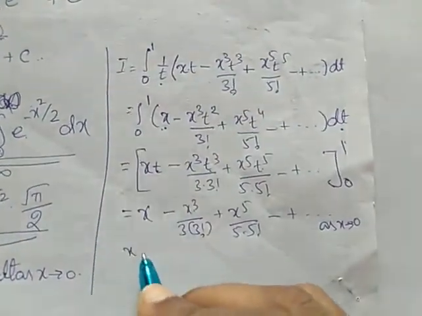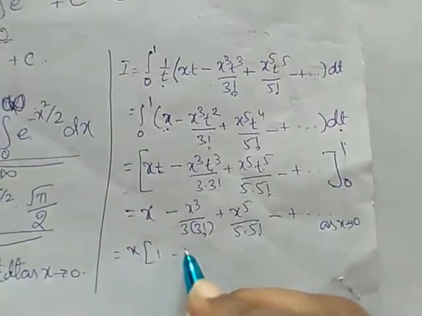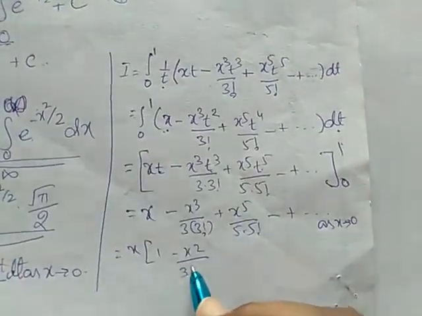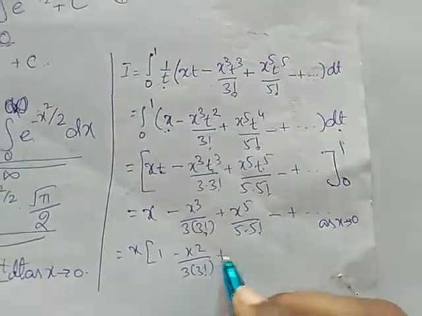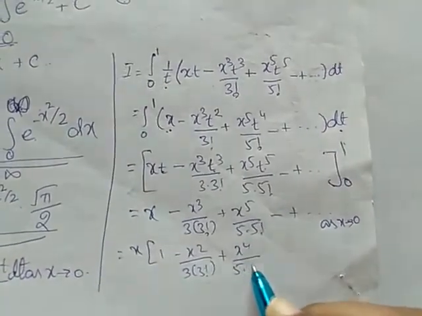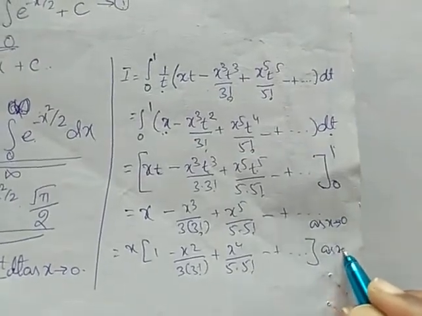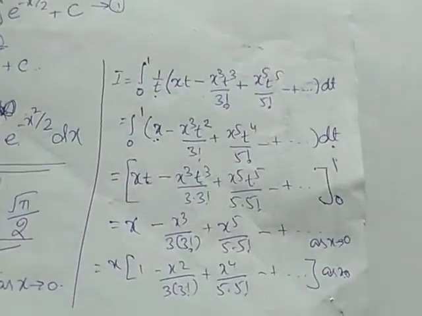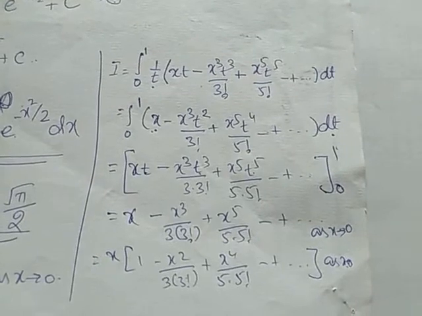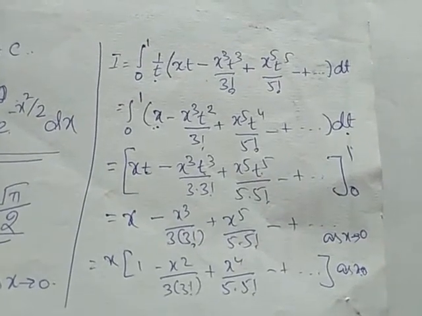When I take x common, I will get 1 minus x square by 3 into 3 factorial plus x power 4 by 5 into 5 factorial, etc., as x tends to 0. This series is a convergent series whenever x tends to 0.